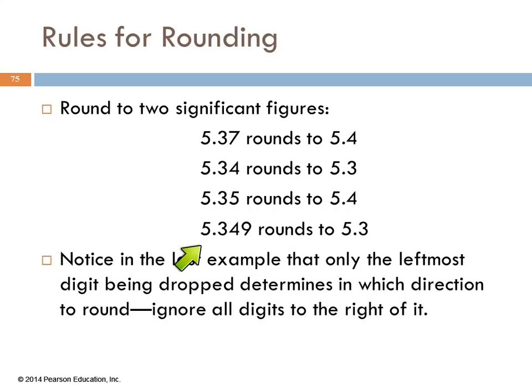Let's do this last one, 5.349. So 2 significant figures, we're keeping the 5 and the 3. We're dropping the 4. We completely ignore the 9. Don't even look at it. People do crazy things. The 4 is less than 5, so we drop it, and it rounds to 5.3.